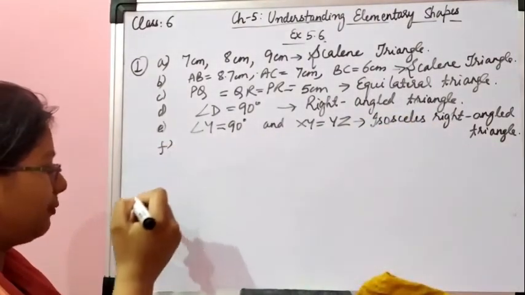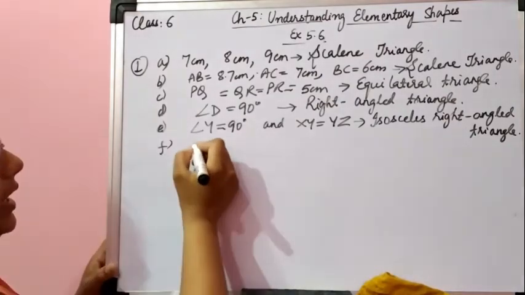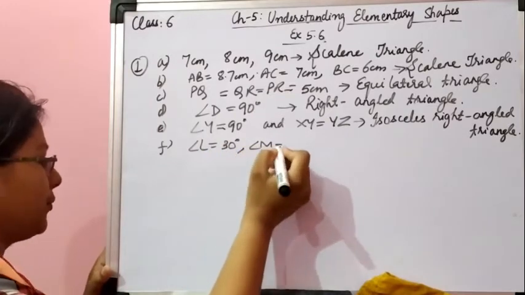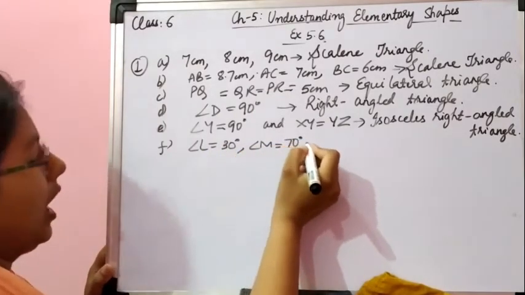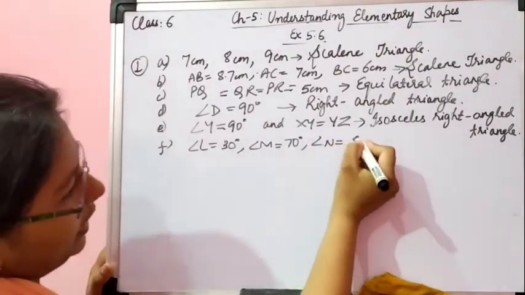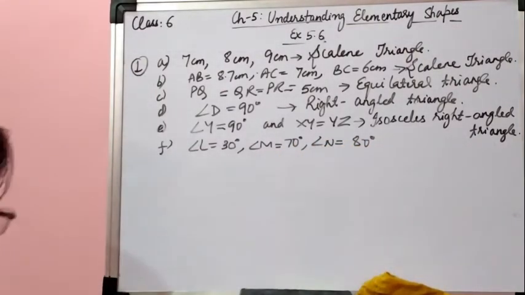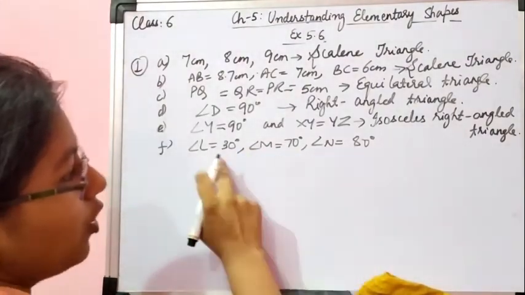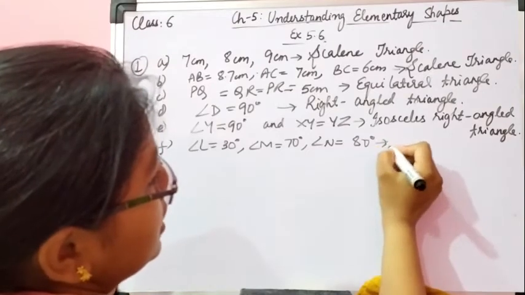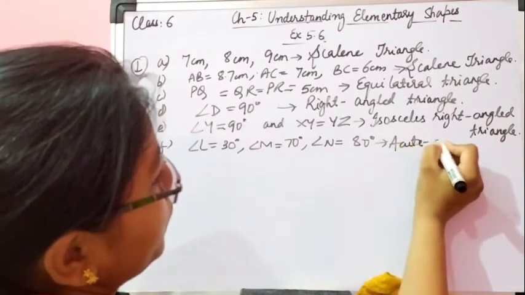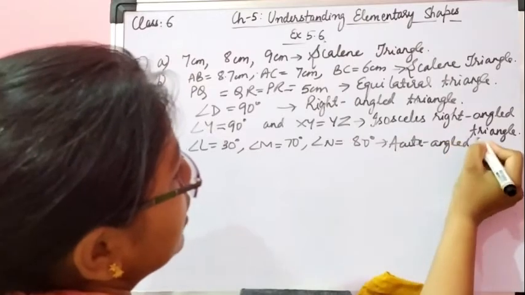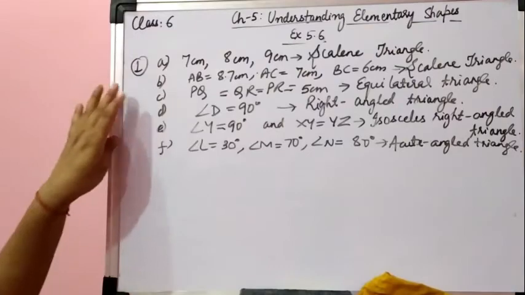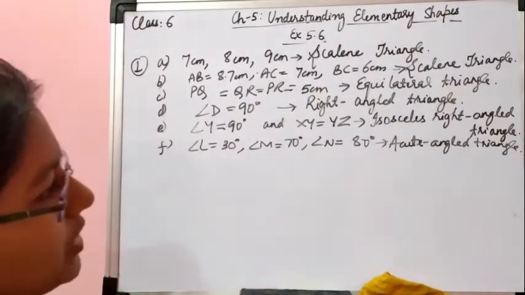Now similarly for F part, in this angle L is given as 30 degrees, angle M is given as 70 degrees and angle N is given as 80 degrees. Again 3 angles are given and all are less than 90. So all are acute angles. So this is an acute angled triangle.